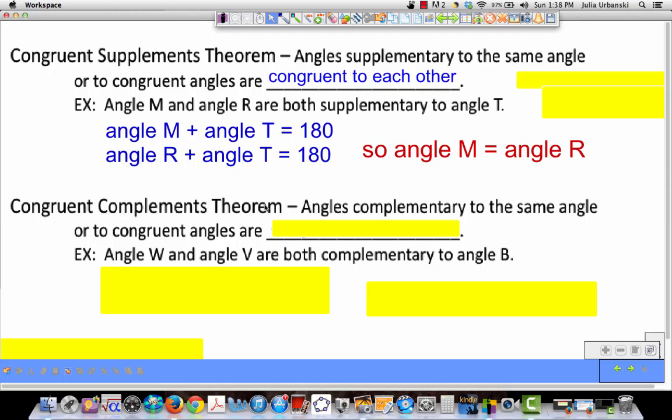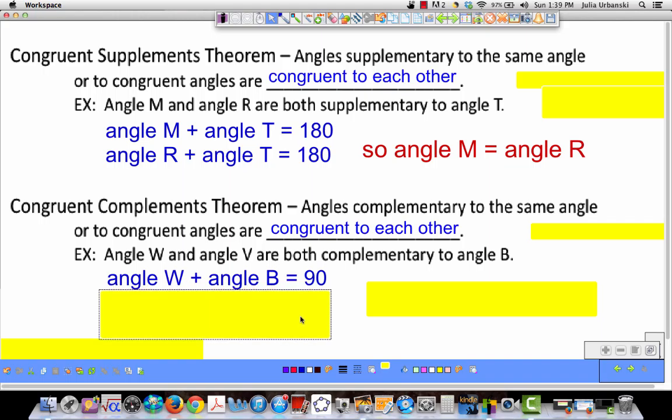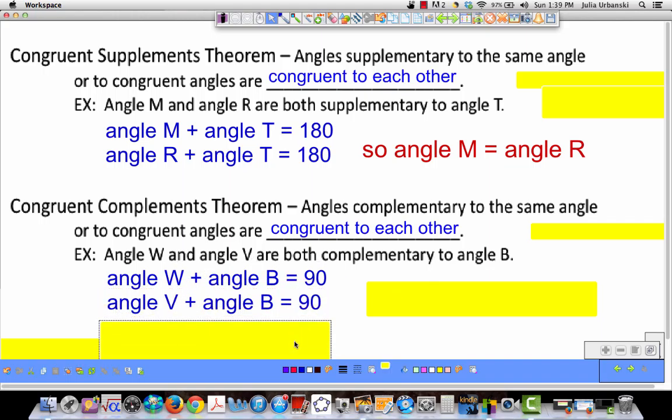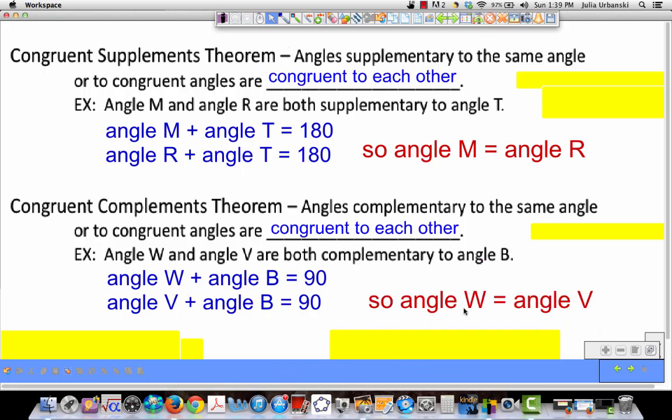The congruent complements theorem says that angles complementary to the same angle or to two congruent angles are congruent to each other. Like this example, angle W and angle V are both complementary to B, so W and B are complementary, they add up to 90, and V and B are complementary, they add up to 90. So angle B is the same in both equations. That means W and V have to be the same as well. So angle W equals angle V.